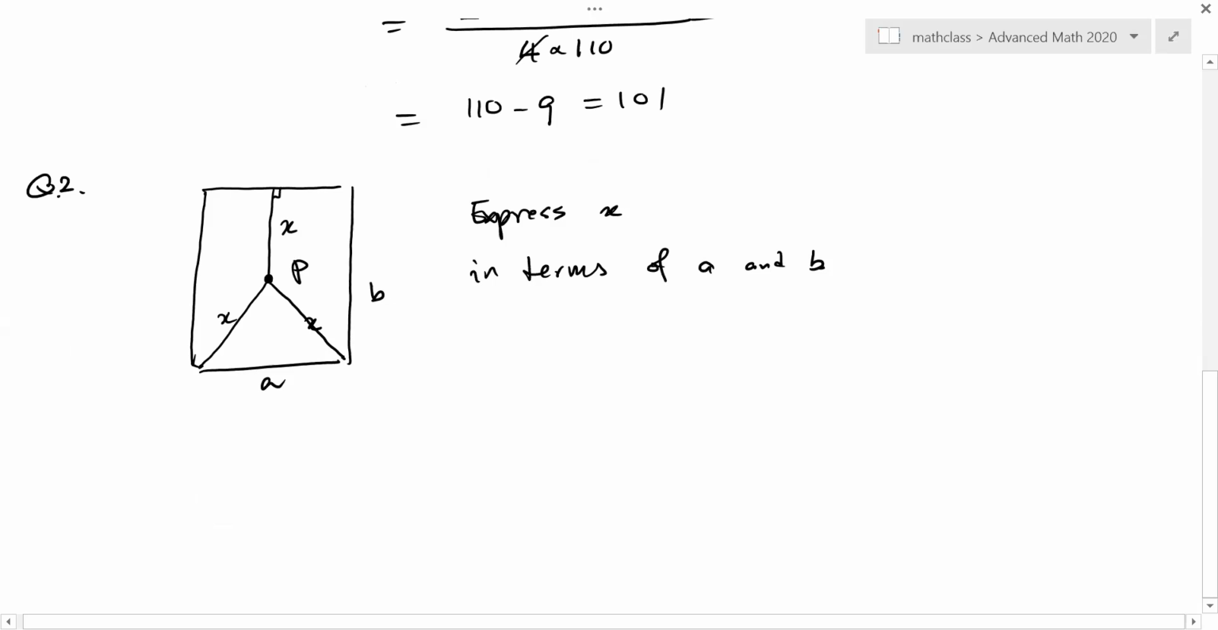So the key point is to find the right triangle, express each side in terms of X and B, but in linear form. Then you apply the Pythagorean theorem to get the equation in X, and then you solve for X. Okay, so please work on that. I'll give you 1 minute to think about it.